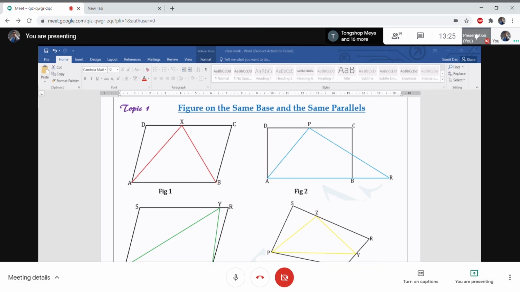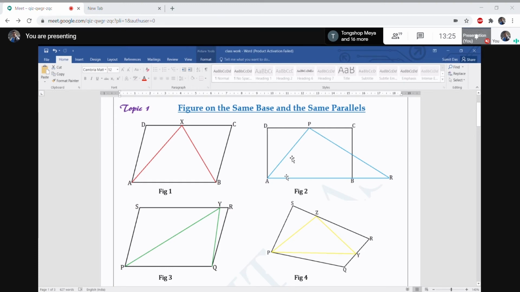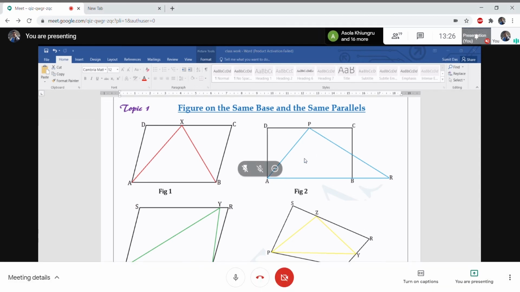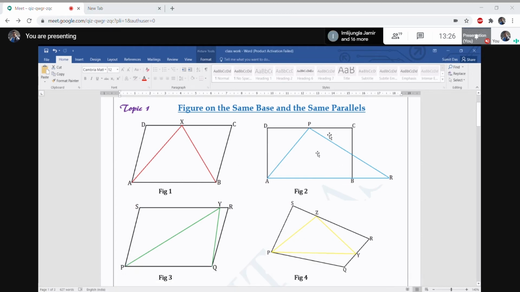You can see this triangle PAR is not on the same base, because for quadrilateral ABCD the base is AB, but for PAR, that blue color triangle, its base is AR. So the base is not the same. But these two are between the same parallel lines. Look, DC and AB are parallel, so PAR is between them, right? If AB is parallel to DC, then AR is also parallel to DC. So this triangle is between two parallel lines but not on the same base.